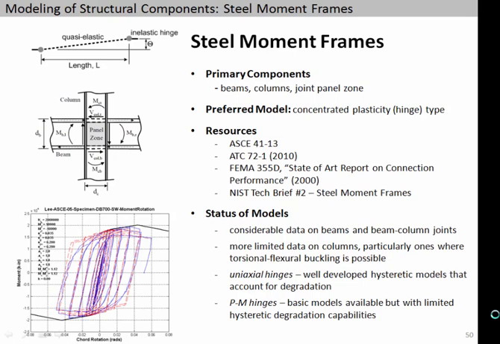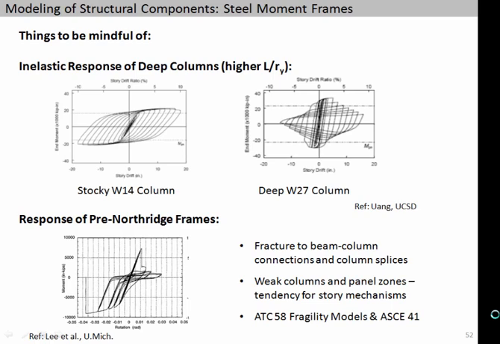For steel moment frames, I could repeat a lot of the same story. In fact, in ATC 72, Helmut Krawinkler and his students developed a lot of equations based on test data. Interestingly, for steel, whereas for concrete we have a lot of columns and not too many beams tested, for steel we have a lot of beams or beam-column joints tested and not as many columns. So one thing to be aware of is that if you're dealing with deep columns that tend to have higher L over r ratios, we don't understand those as well.